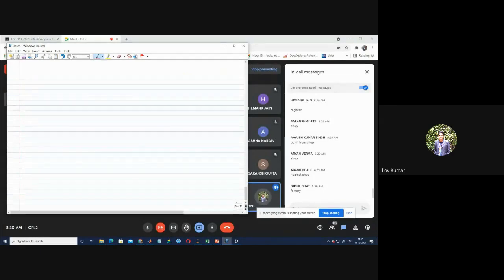Whatever data you are storing will be stored in your hard disk, not in your main memory. Main memory means the memory the CPU can directly access. What is main memory? Your register is main memory, L1 cache is main memory, L2 cache is main memory, and RAM is main memory. Why are we saying main memory?